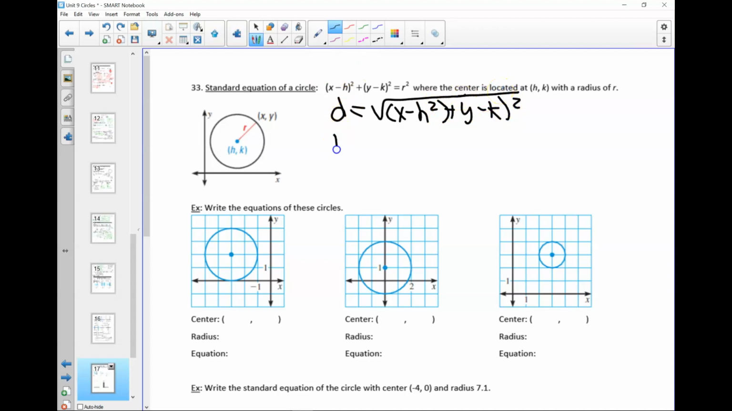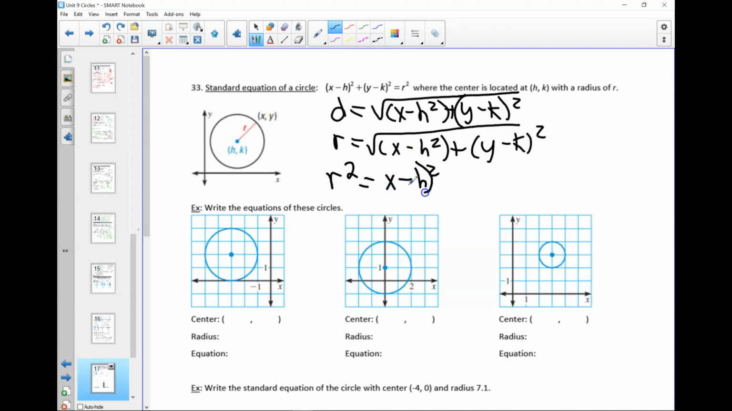r will equal the square root, because that's the distance, the radius, of (x minus h) squared plus (y minus k) squared. So r squared, we're squaring both sides of the equation, equals (x minus h) squared plus (y minus k) squared.